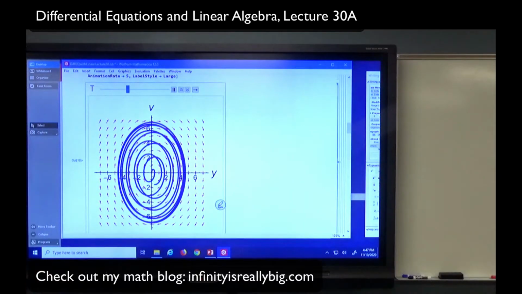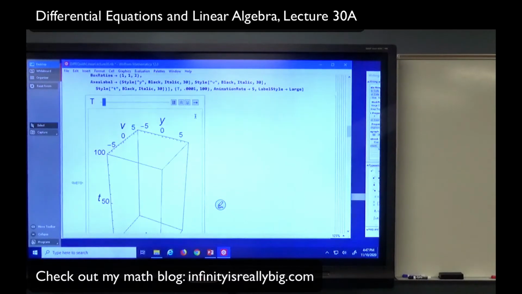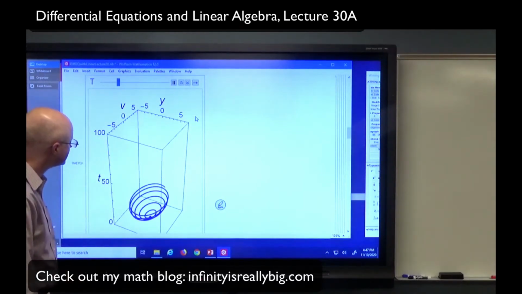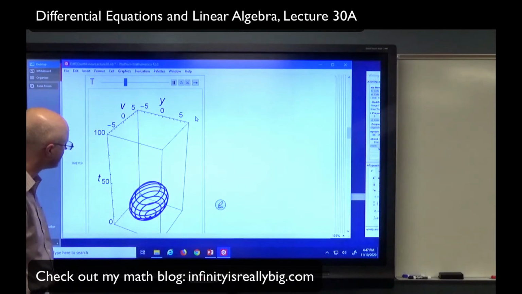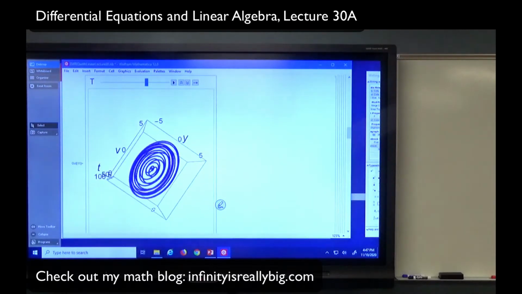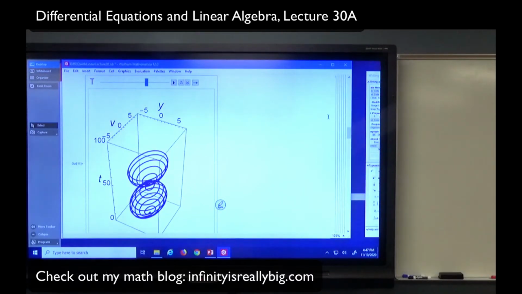If you added an extra dimension in here, a third dimension for time, then it won't cross itself. Then time goes up this axis, and you can see the beat phenomenon in 3 dimensions here, as the spiraling gets bigger and smaller and then bigger again. If you look straight down on this graph, then you get the two-dimensional version where it looks like it's crossing itself. But if you add a time axis, then solutions don't cross themselves, and in fact, distinct solutions also don't touch each other.